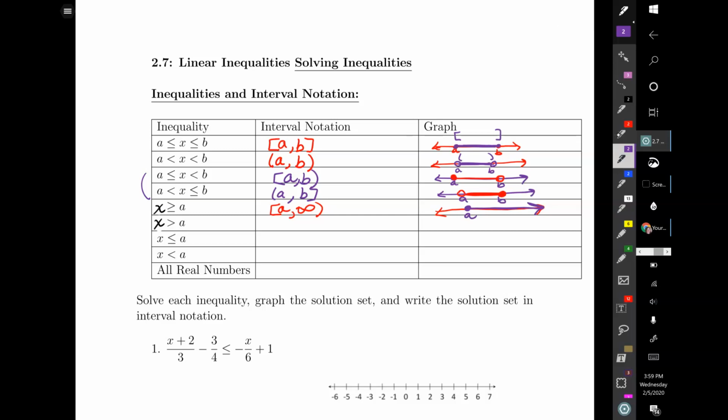The next few are pretty much the same, so just be careful what you include and don't include. So go ahead and try those few. X is greater than A, X is less than or equal to A, X is less than A. And then try to figure out how you would indicate all real numbers using interval notation.